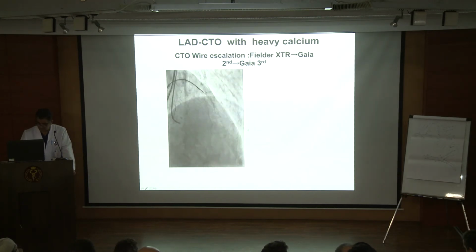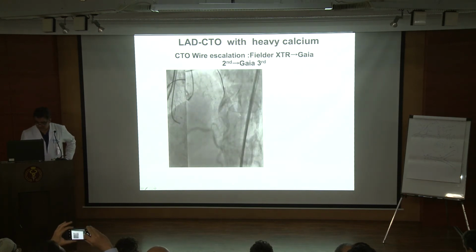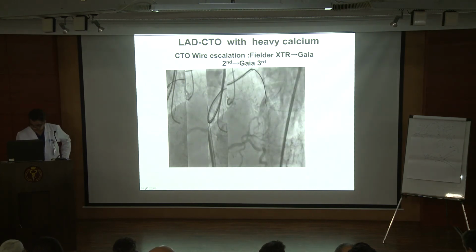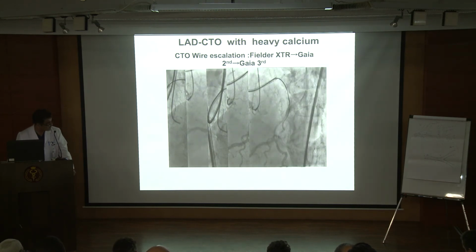So here, if you go by the algorithm that we had earlier, we go with a low tip wire like the Fielder XTR. Maybe there is a microchannel with a microcatheter, escalate to Gaia Second or Gaia Third, and be able to reach further down. Look at it in different views. And that should be final. Okay. I don't know, for some reason it didn't work.